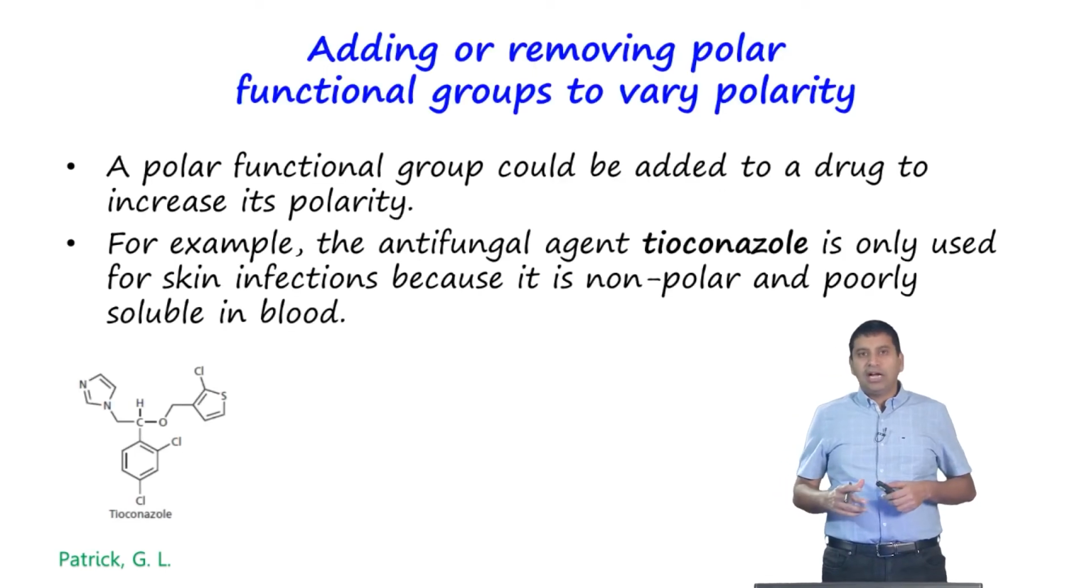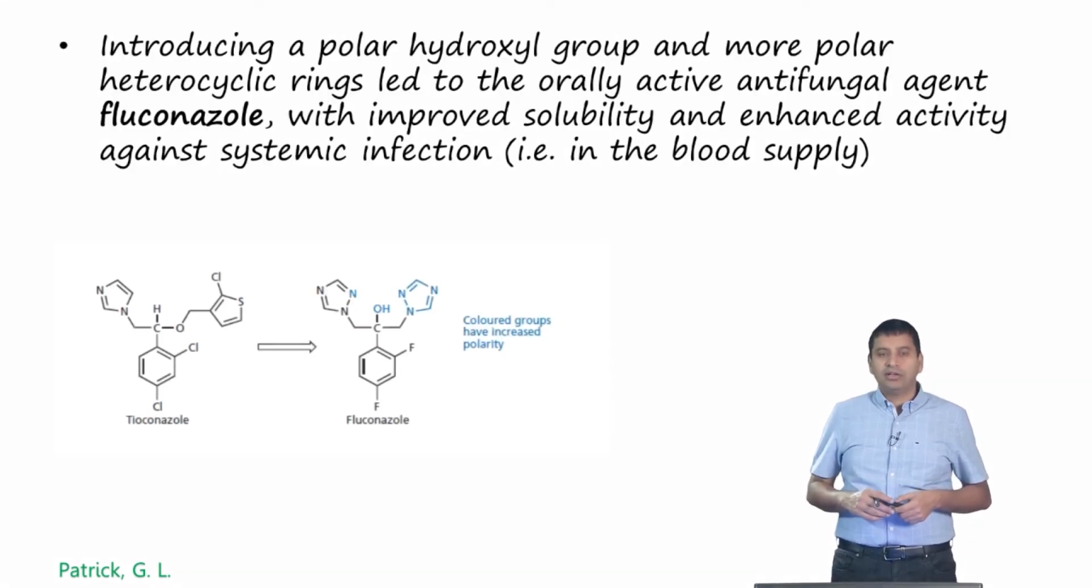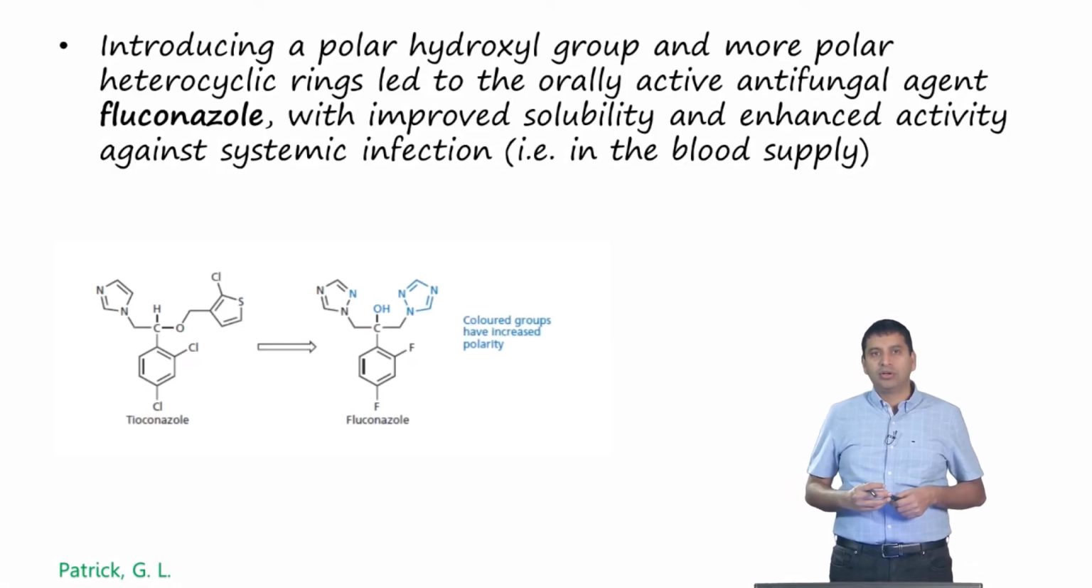Now, you can also add or remove polar functional groups to vary polarity. A polar functional group can be added to increase its polarity. For example, this molecule, which is an antifungal molecule, is not used because it is non-polar and poorly soluble in blood. So, what was done was to convert it to a more polar substituent.